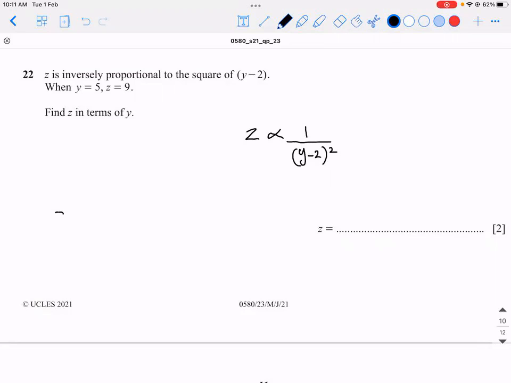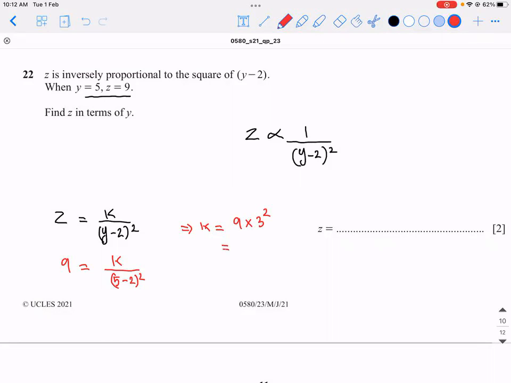If we remove the proportionality sign, we can say that z is equal to a constant k upon y minus 2 whole squared. Then using this value, you can find that constant. How? z is equal to 9 when y is 5. So k remains k itself, and this we can write as 5 minus 2 whole squared. That implies, making k the subject, 9 multiplied by 5 minus 2, which is 3, right? So 3 squared.